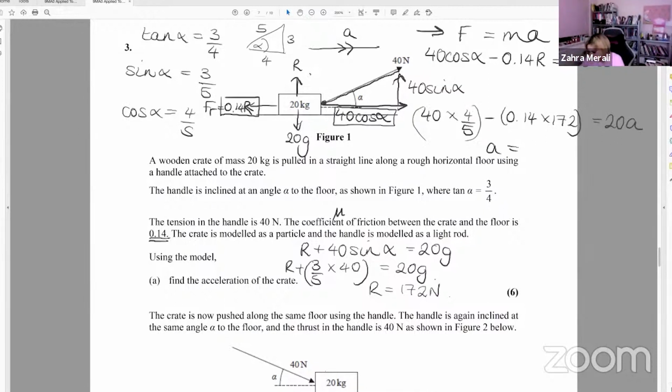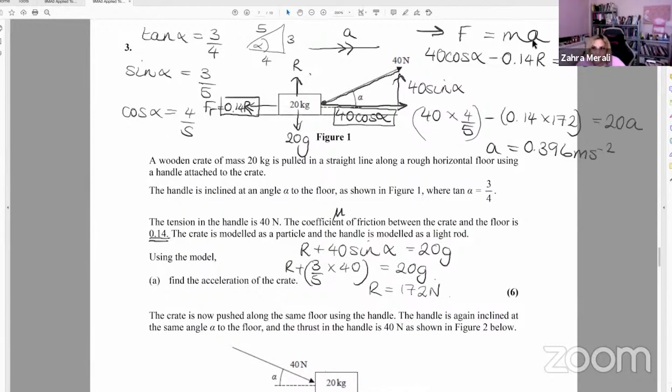I stick that in my calculator, so I'm going to do 40 times 4/5 minus 0.14 times 172. And I'm going to divide that by 20. And I get 0.396, and it's acceleration, so meters per second squared. So you're just resolving. Up equals down, so whichever way it's not moving, there's no acceleration, you can just go up equals down. And then in the direction of acceleration, you take those to be positive.